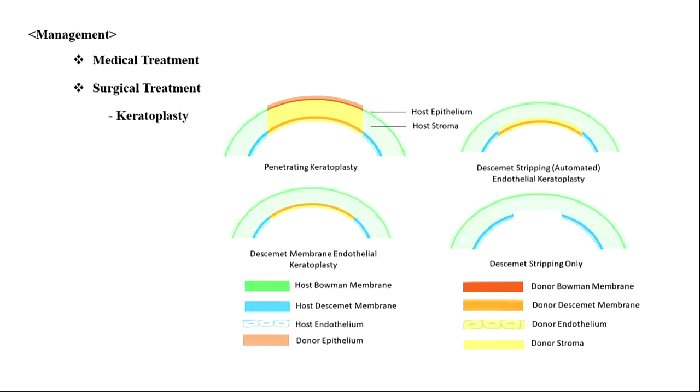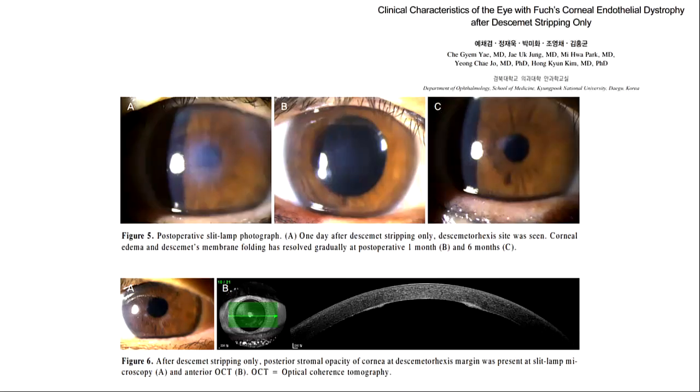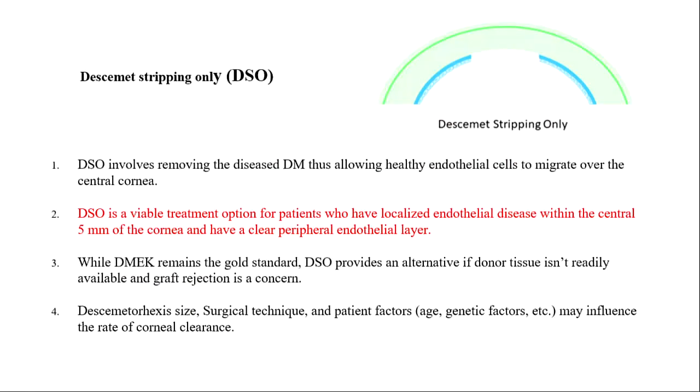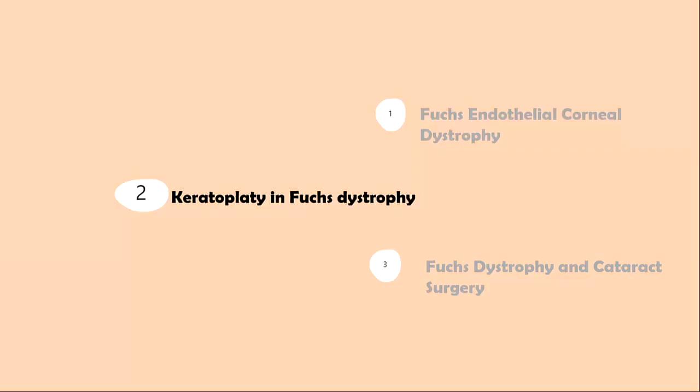The major treatment modality is corneal transplantation, especially DMEK or DSAEK. Moreover, in relatively early cases, treatment with DSO is occasionally considered, although its application is somewhat limited. DSO is a viable treatment option for patients who have localized endothelial disease within the central 5 millimeters. DMEK surgery can be divided based on tissue orientation, tissue insertion technique, and tissue preparation method.